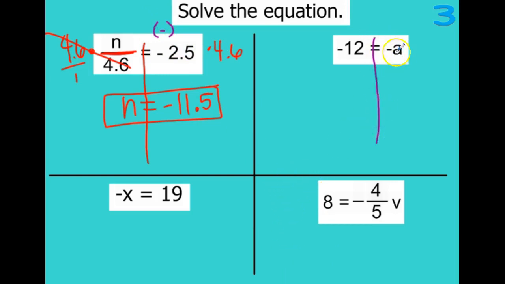Next, this is really a negative 1a. They're touching there, so that's really multiplied. The opposite of multiplication is division. So we're going to divide by negative 1. So those cancel out, leave us with just a. Two negatives we know make a positive. 12 divided by 1 is just 12.